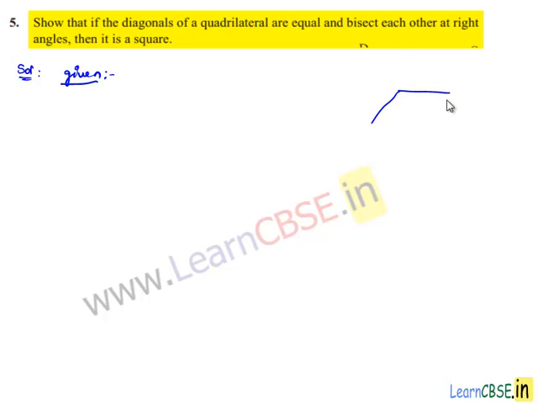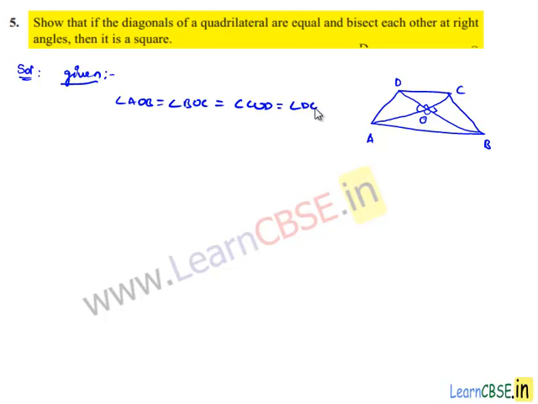So let us consider a quadrilateral ABCD in which the diagonals BD and AC intersect at O, and he says that they bisect each other perpendicularly. So all these angles will be 90 degrees. So we can say angle AOB is equal to angle BOC is equal to angle COD is equal to angle DOA is equal to 90 degrees.